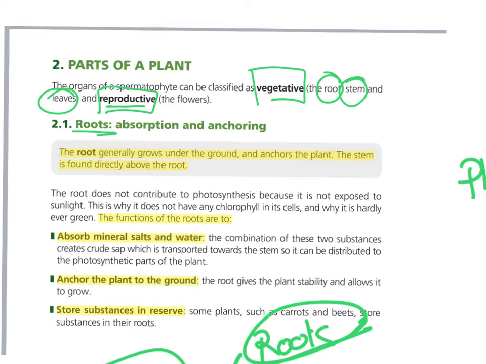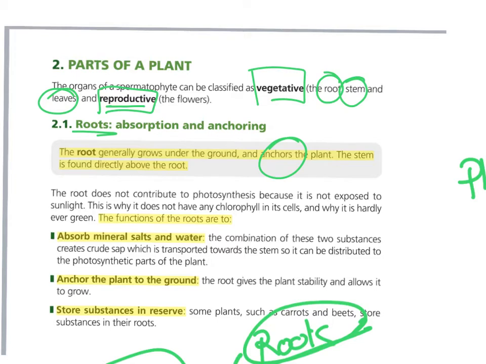Root. Which is the function of the root? The roots are generally underground, generally. And the function is anchoring the plant. Anchoring means to attach the plant to the ground, right? And another important function is absorbing water and mineral salt, right?